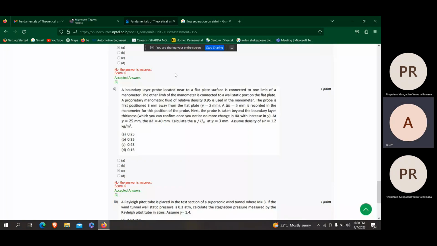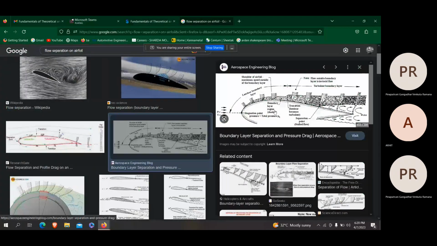Sir, the flow separation images that we saw just now. Yes, sir, this one. Yeah, so let me say the question is something in this way.